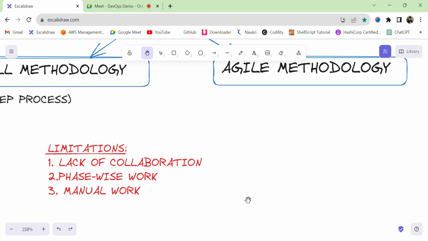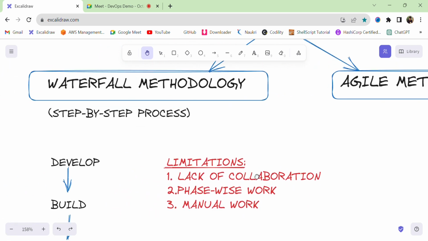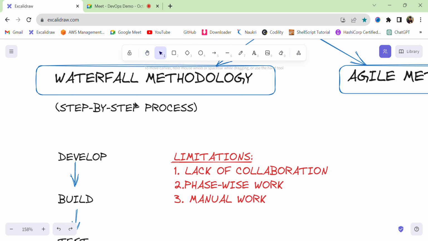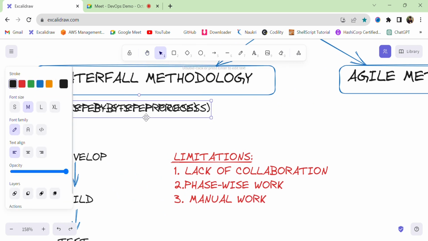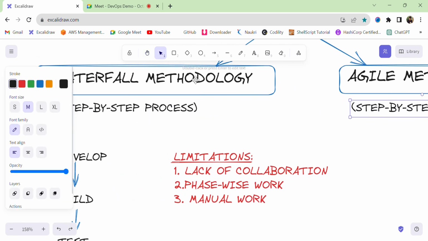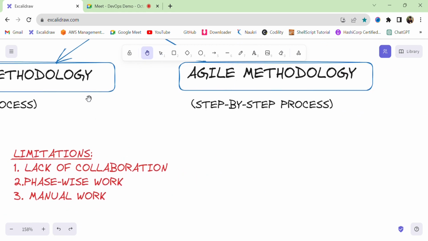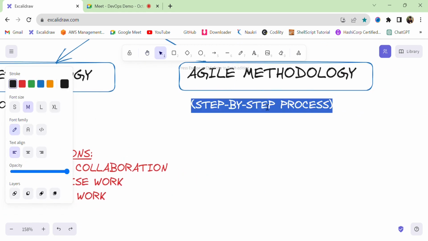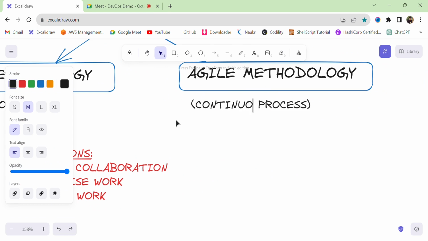designed a new method, a new process, which they named agile methodology. You can call it agile methodology, or in a simple way you can also call it a continuous methodology or continuous process. So just for simple understanding, let me write it as a continuous process. Now the question is, what changes did they make in this waterfall methodology that later on it became a continuous process? So what all changes did they make?